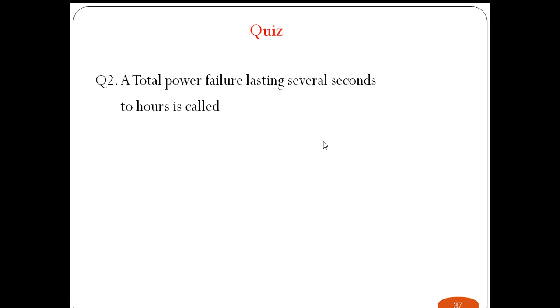Next one: the total power failure lasting several seconds to hours is called? More time means blackout. Option A blackout, option B brownout, option C under voltage, option D over voltage. So option A is correct, blackout. Blackout is the correct answer.